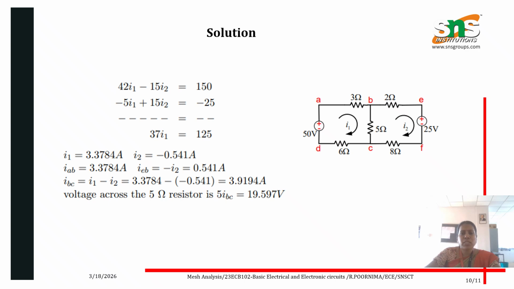For IBC, there are two currents flowing through BC, that is the 5 ohm resistor. So the answer is I1 minus I2, which gives 3.91 amperes. The voltage across the 5 ohm resistor is 5 multiplied by the current IBC, so the answer is 19.5 volts. So we have solved the two mesh currents I1, I2 and the branch currents using the mesh analysis method.